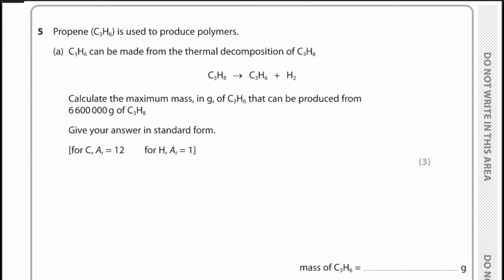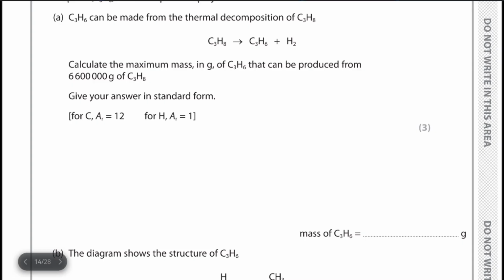Question 5. Propene C3H6 is used to produce polymers. C3H6 can be made from the thermal decomposition of C3H8. So C3H8 gives C3H6 plus H2. Calculate the maximum mass in gram of C3H6 that can be produced from 6,600,000 grams of C3H8. At the beginning, we have to calculate MR for both of them.